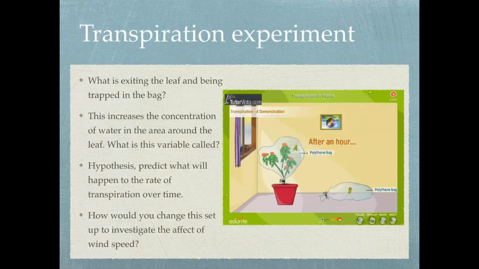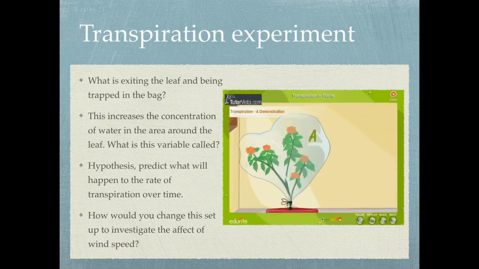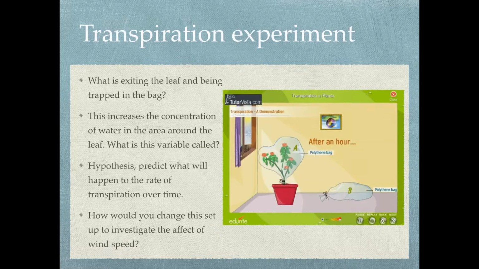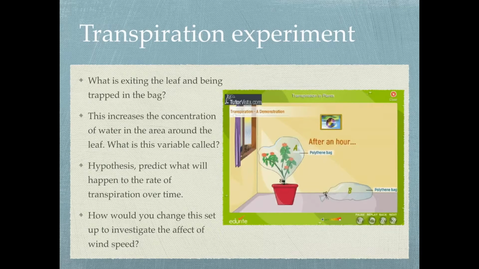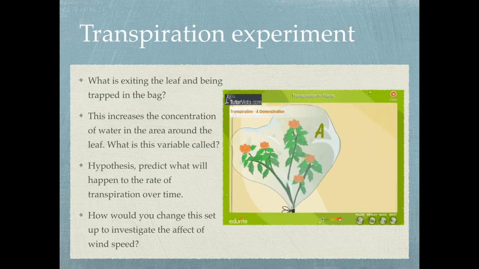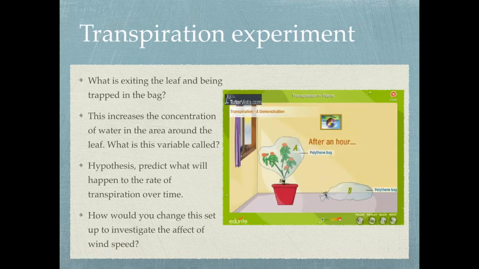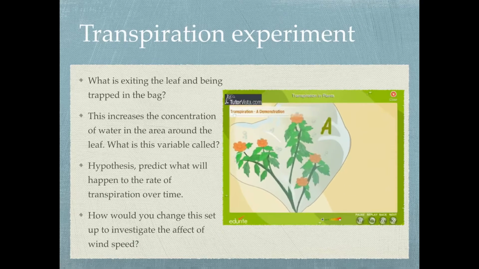Okay, a hypothesis is a prediction. So the third bullet point is asking you to predict what will happen to the rate of transpiration over time. So have a think about that. What's going to happen to the rate? The rate's going to either increase or decrease. Hopefully you're thinking to yourself that the bag's going to trap the water, so humidity is going to increase, and as humidity increases, the rate of transpiration decreases.